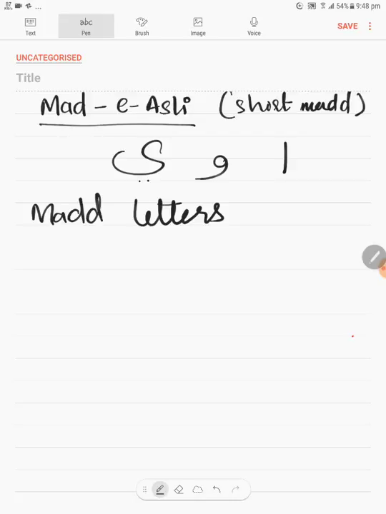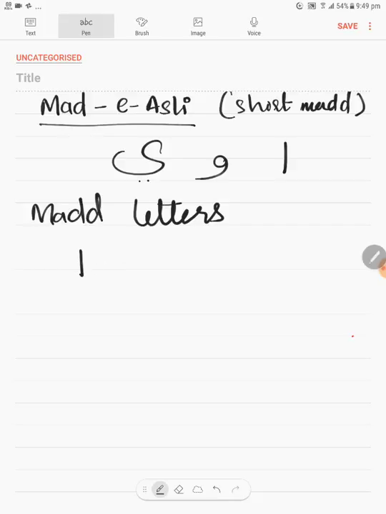Whenever in any exercise or homework you're asked to pick out the Mad Asli, the first thing that your eye should spot are the mud letters. Then you will look at the condition that follows, which makes it Mad Asli. Because the mud is always on these 3 letters, you will see the condition that makes it Mad Asli.